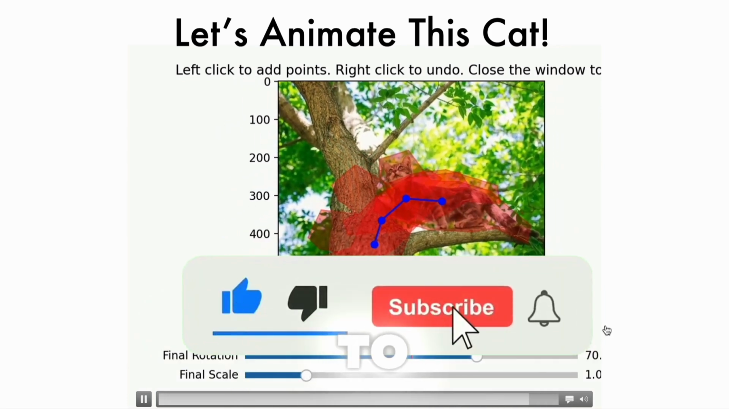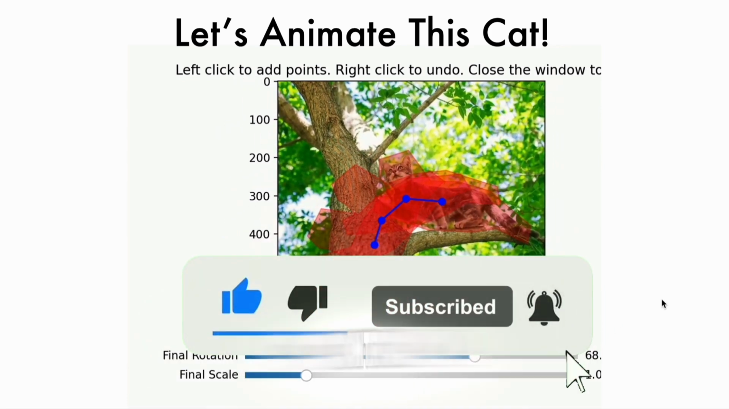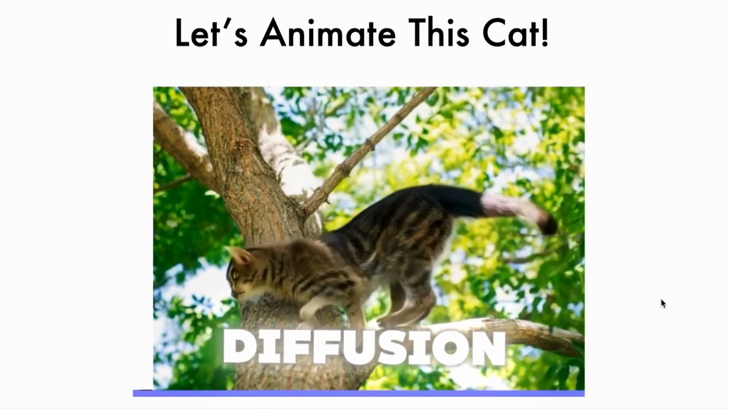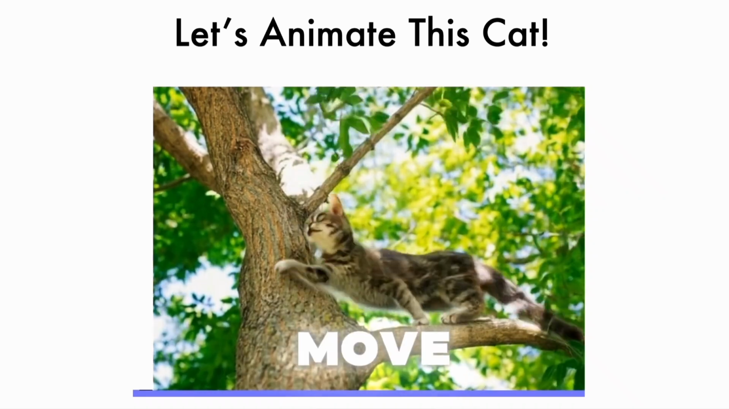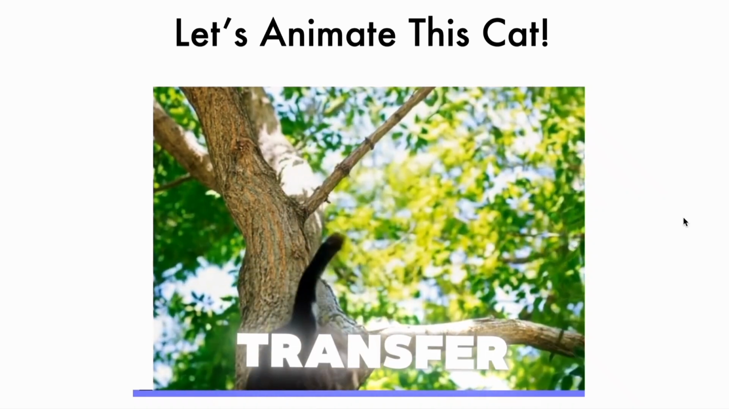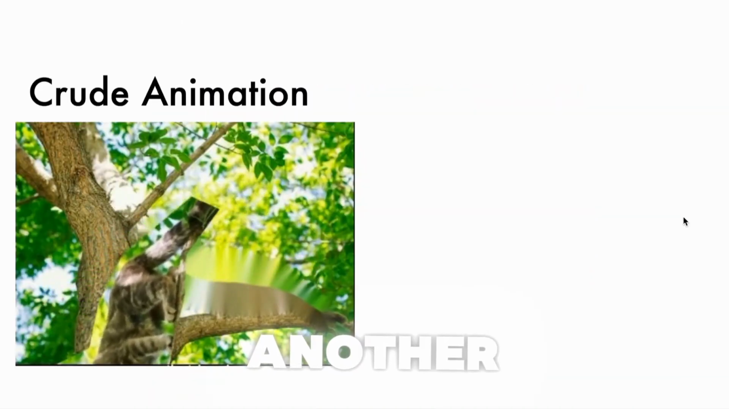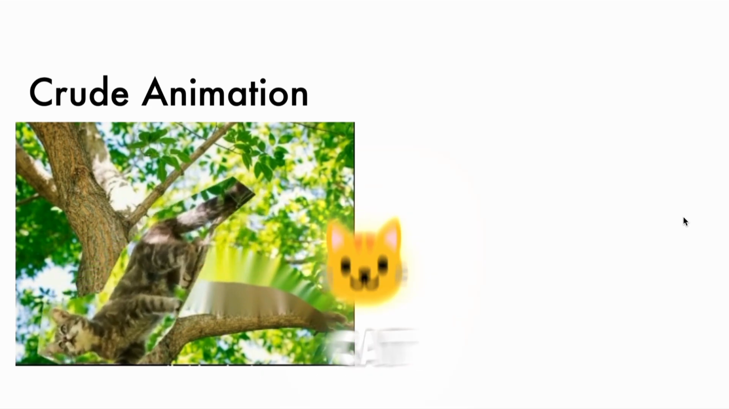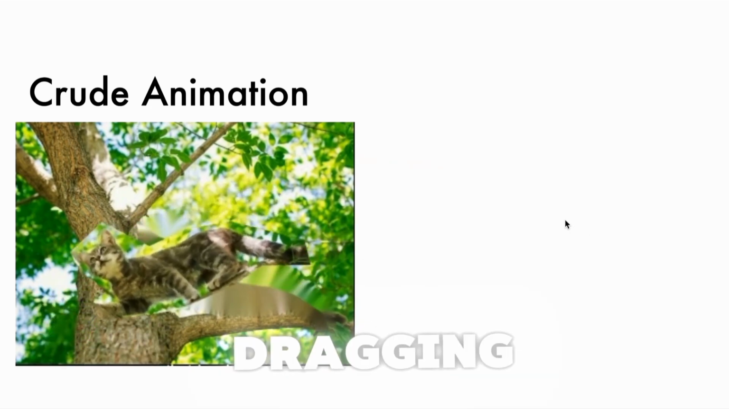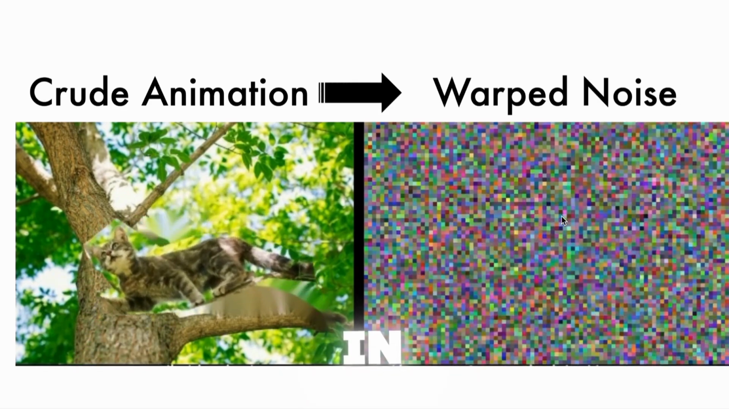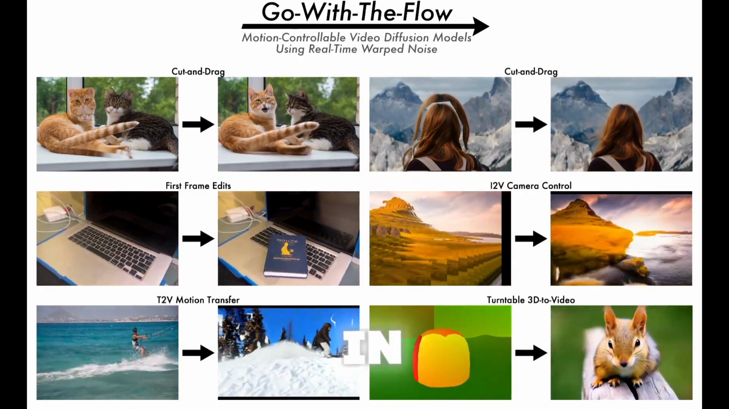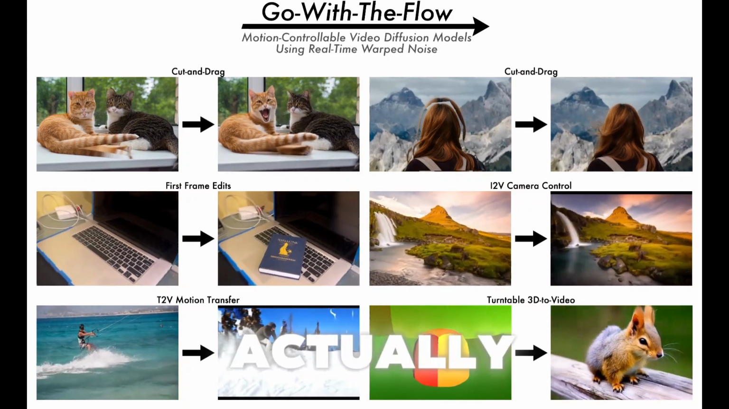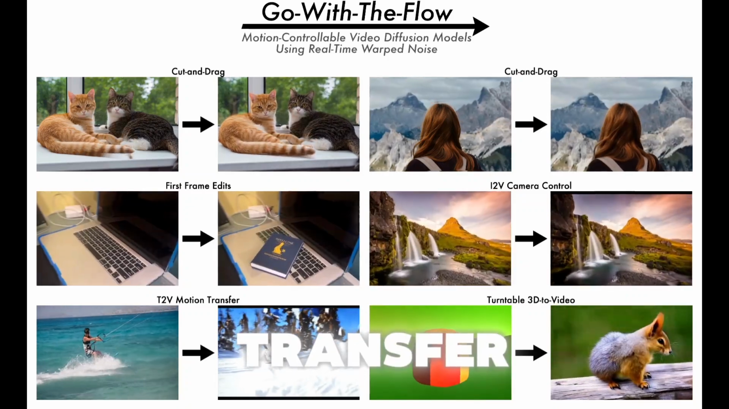It says Go With The Flow is an easy and effective way to control the motion patterns of video diffusion models. It lets you decide how the camera and the objects in the scene will move, and can even let you transfer motion patterns from one video to another. And you can see it here with this cat, where you're cutting the cat's tail and dragging it up. In one video to the left, you see the tail still there, but you're dragging it up. In the video to the right, you see that it's actually having that motion transferred into the video.